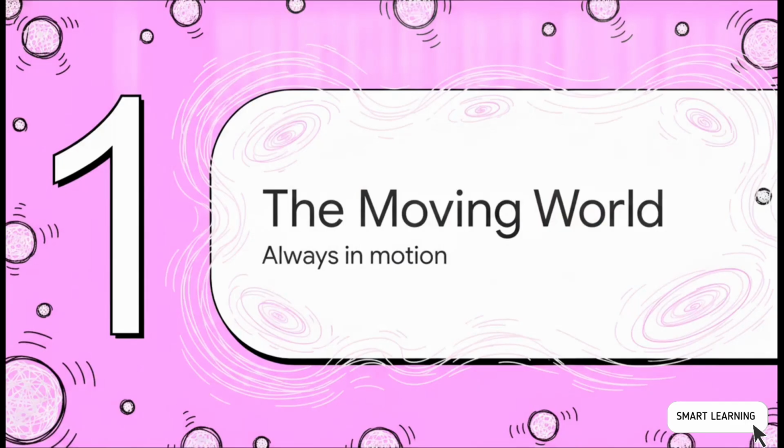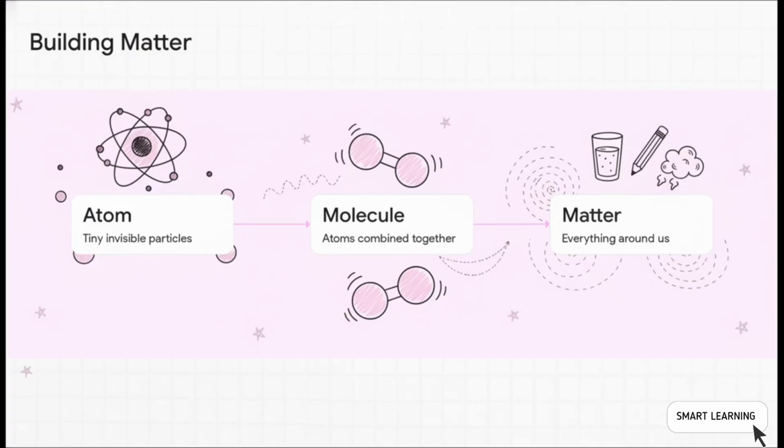Section 1. The invisible moving world. The absolute foundational concept of the kinetic molecular model is that literally everything around us is made of incredibly tiny particles. And here's the kicker, they are never completely still. Let's look at how this builds.